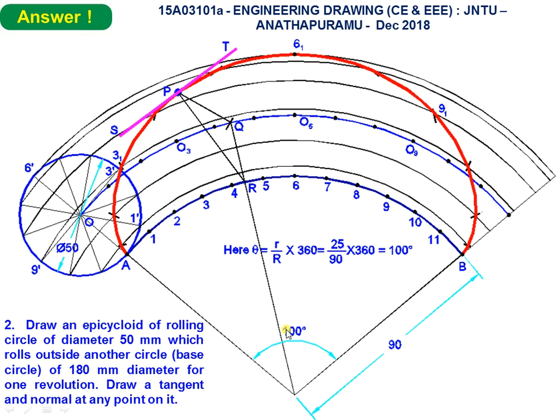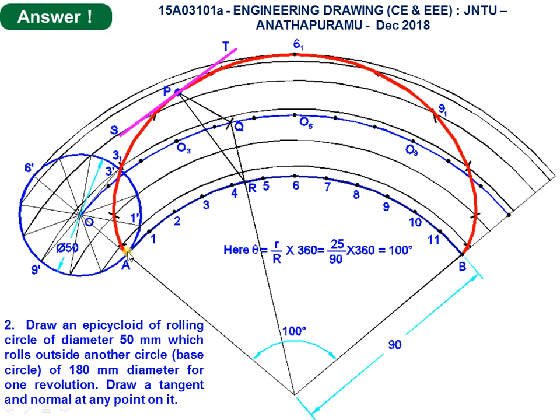For this, you have to find out the angle. The formula for getting the angle is theta equal to r by R, where small r is the radius of the rolling circle and capital R is the surface radius. Capital R is 90, small r is 50 by 2, which is 25, so 25 by 90 into 360 is equal to 100. So as the first step, draw the arc AB with 90 as radius, and 100 degrees as the angle.